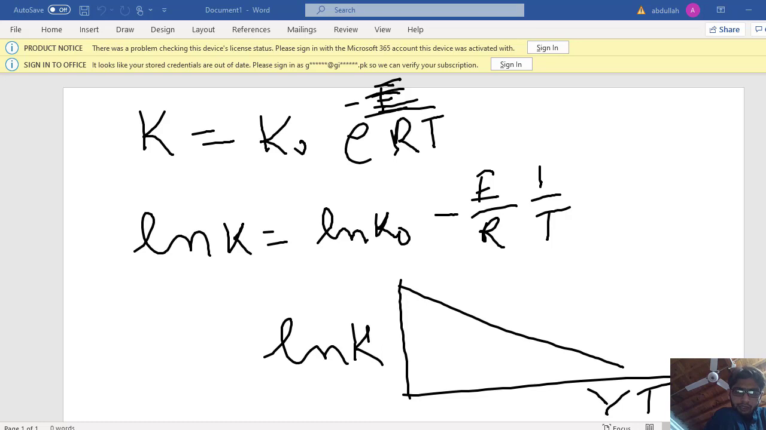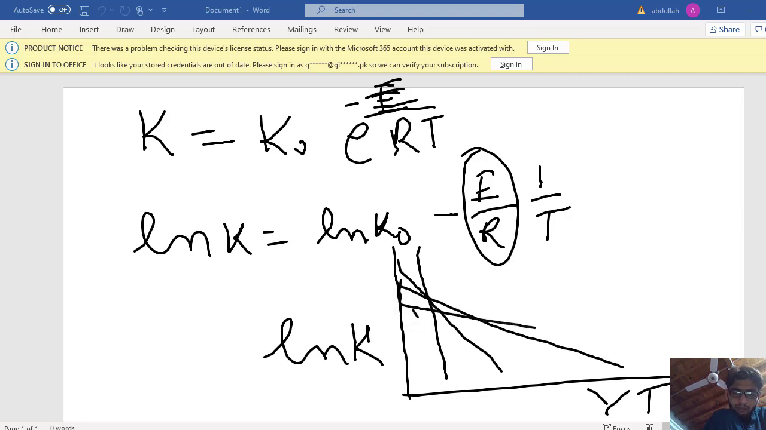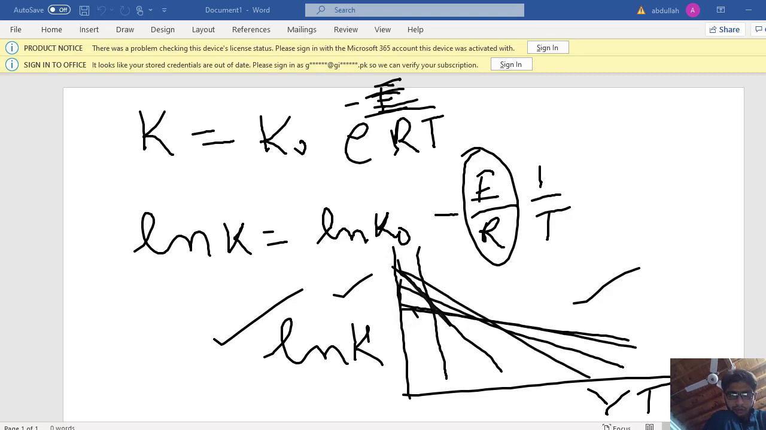If we increase the activation energy, then the slope of the line will increase. Similarly, a higher slope will look like this, and a lower slope will look like this. So these are the various slopes of the Arrhenius plot, slope 1, slope 2, slope 3, slope 4, and from these slopes we can find the rate of reaction.